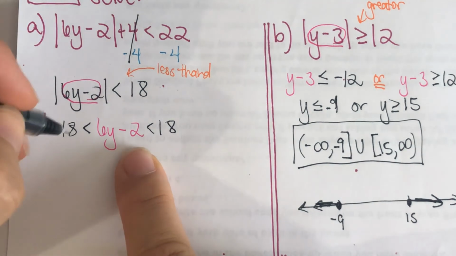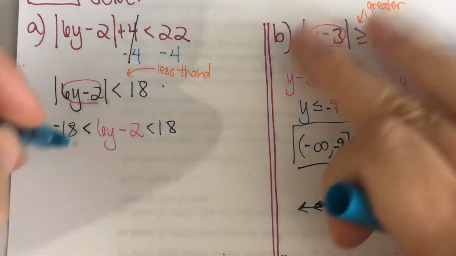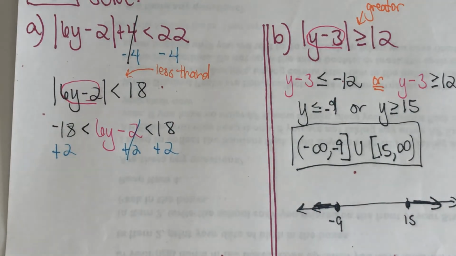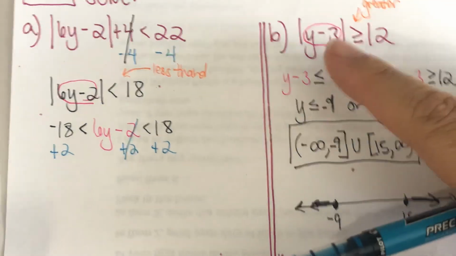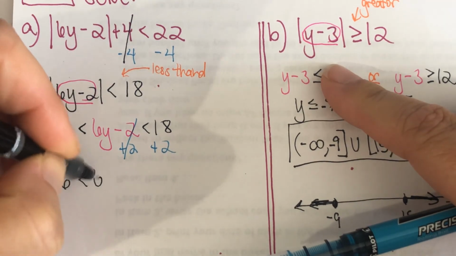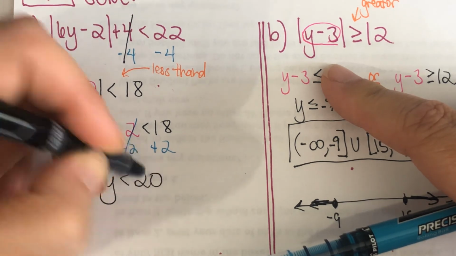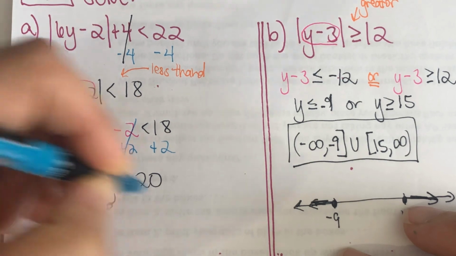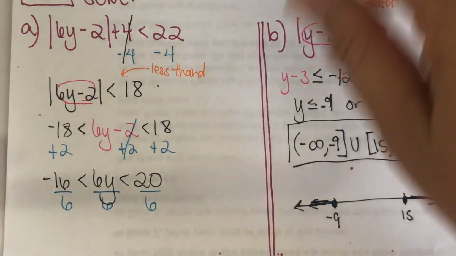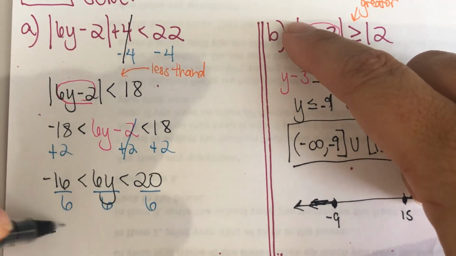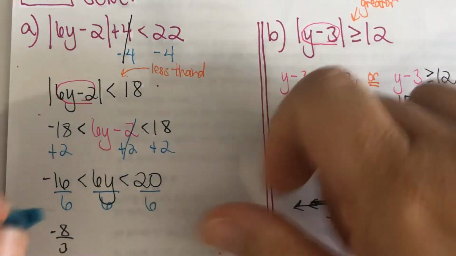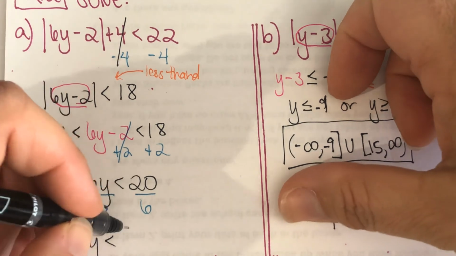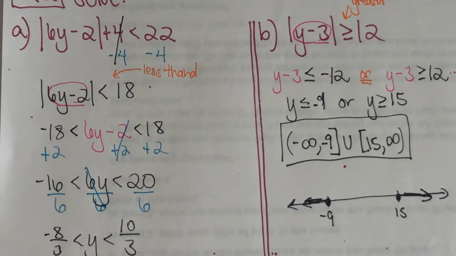Solving the compound inequality, I need to add 2 to all the spots. There's 3 spots I need to add 2 to solve that equation. So I'm going to have what? Negative 16 and 20. And then again, there's 3 spots that I need to divide. And I'm going to reduce my fractions. These are both reducible by 2. This cancels out. These are both reducible by 2. And then I've got my answer.